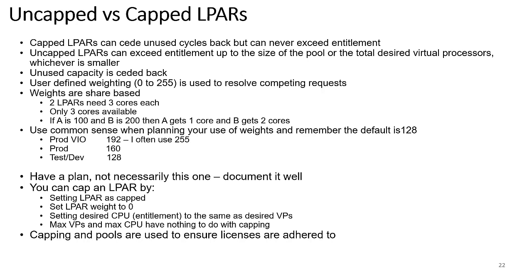An uncapped LPAR can go and grow beyond its entitlement up to the size of the processor pool that it's running in, or the total desired virtual processors, whichever is smaller. Any capacity that it doesn't use gets ceded back. All the LPARs in the shared processor pool get assigned a weight, and that weight is from 0 to 255. The default weight is 128. The higher the weight, the more priority that LPAR will get if there is competition to grow.